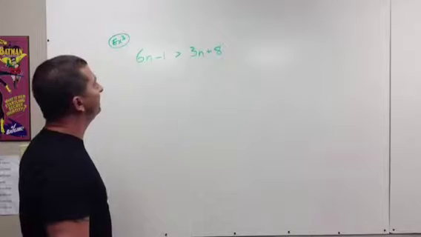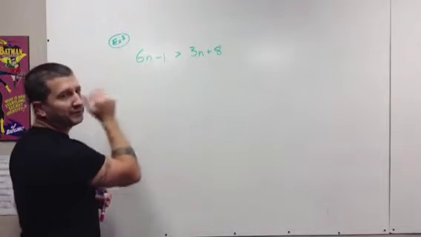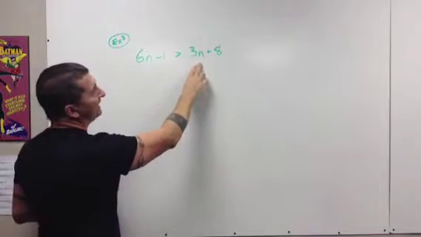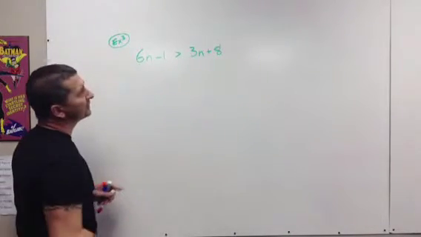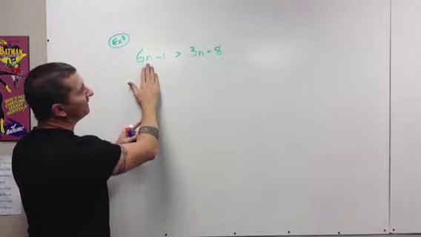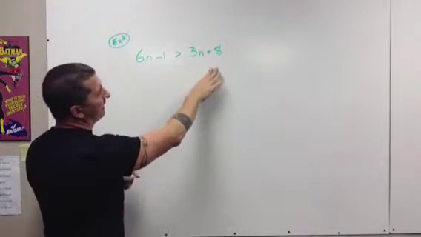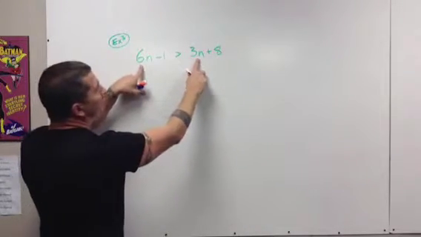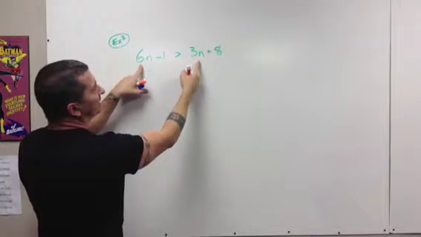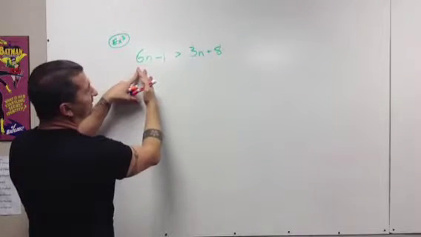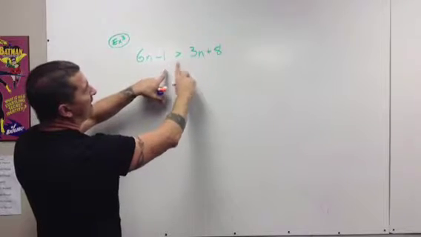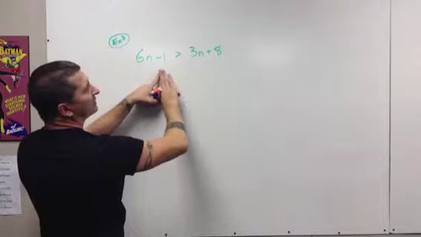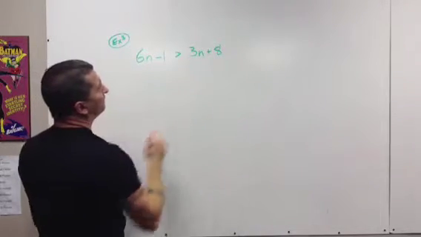All right, our third example. Another multi-step inequality. We have 6n minus 1 is greater than 3n plus 8. Now this one's a little different because we have the variable n on the left of the inequality and on the right. So what we need to do is get all the variables, meaning these two, on the same side of the inequality. So we need to bring them all over to the left. Then we're going to take all of our non-variable numbers, the -1 and the 8, and we're going to take those to the opposite side on the right.